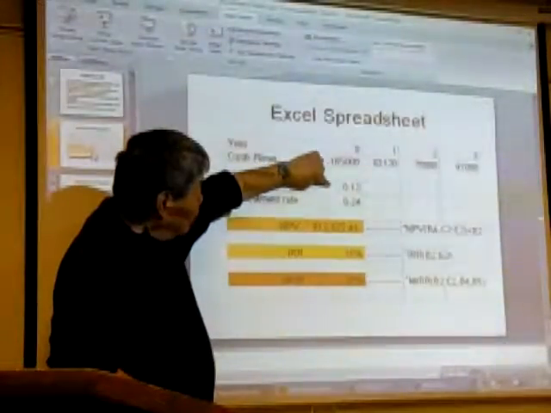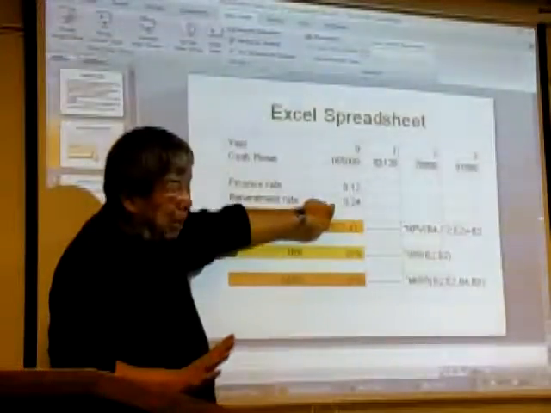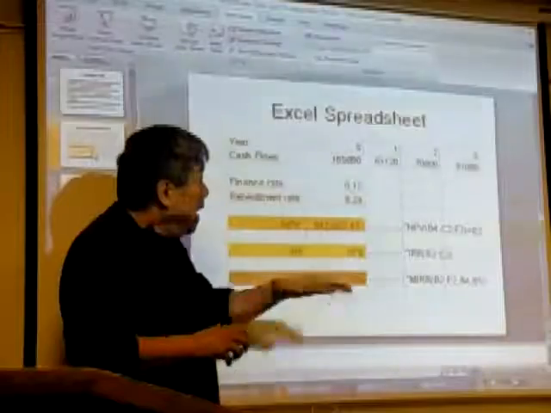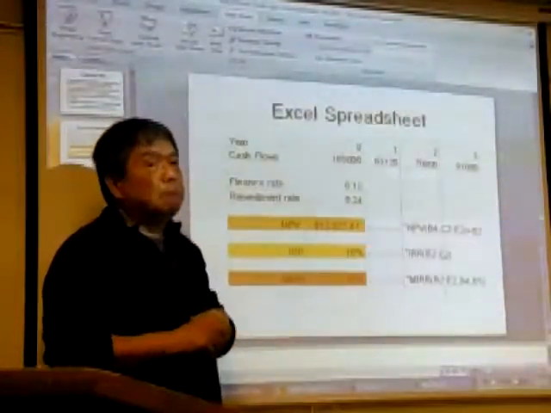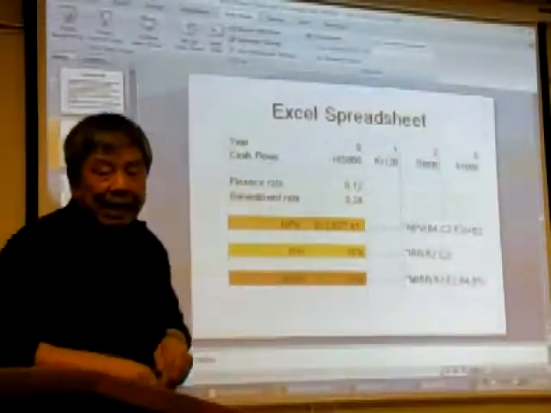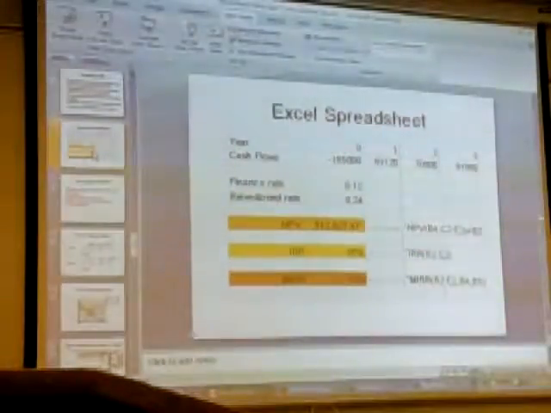So, the borrowing cost is 12%, you reinvest at 24%. Sometimes you're assuming this rate is higher than this rate. In other words, it will give you a different MIRR, different IRR, because you're assuming two different rates. Now, that gives you some kind of leeway to manipulate your number.